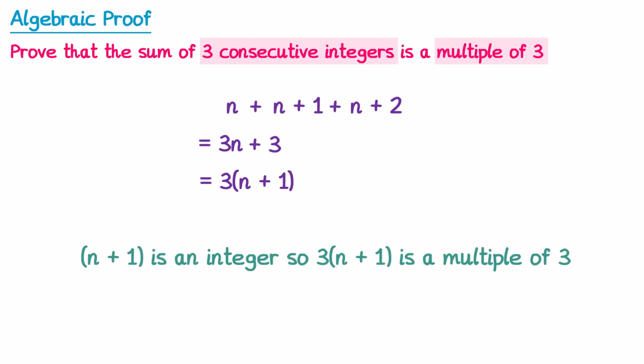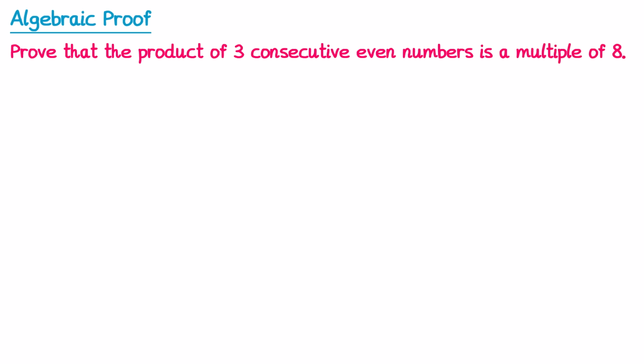Now let's look at a slightly harder version of this type of proof. So this time we're going to prove the product of 3 consecutive even numbers is a multiple of 8. So if we look at 3 consecutive even numbers, you might be thinking of doing n plus 1, and n plus 2.